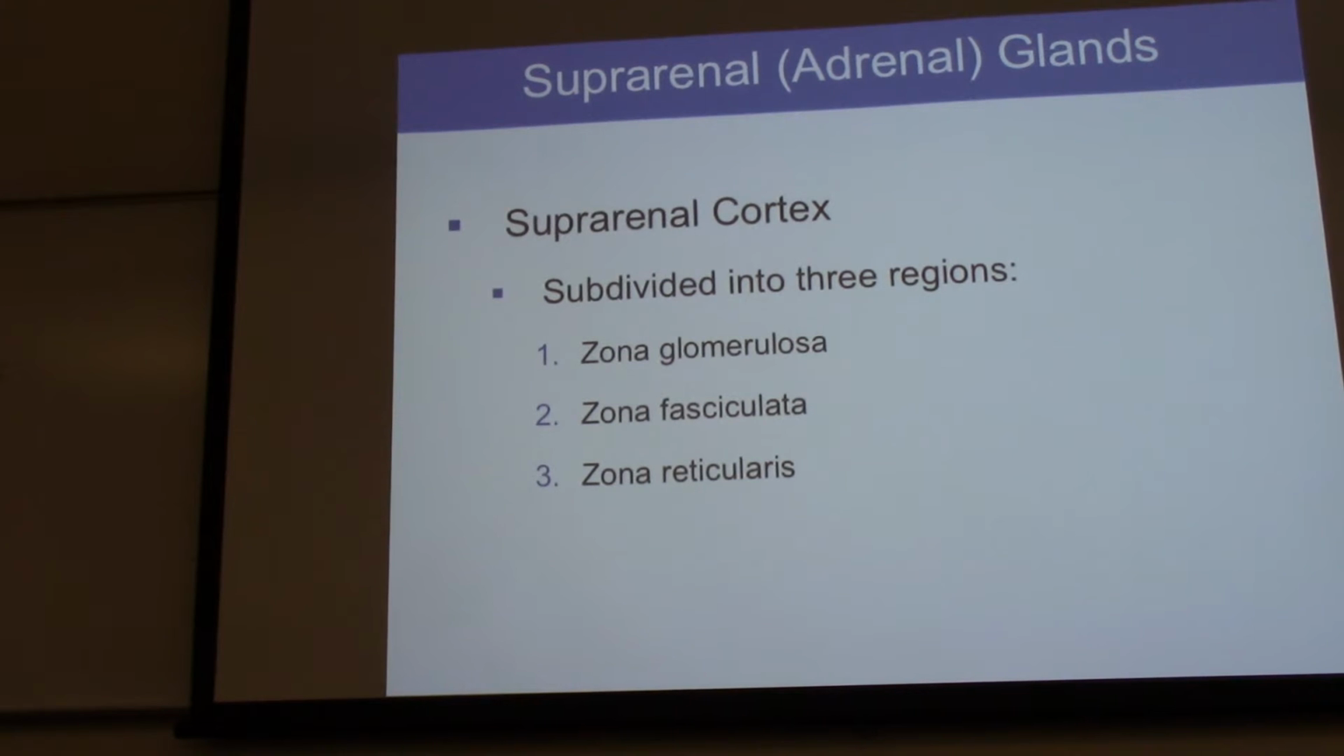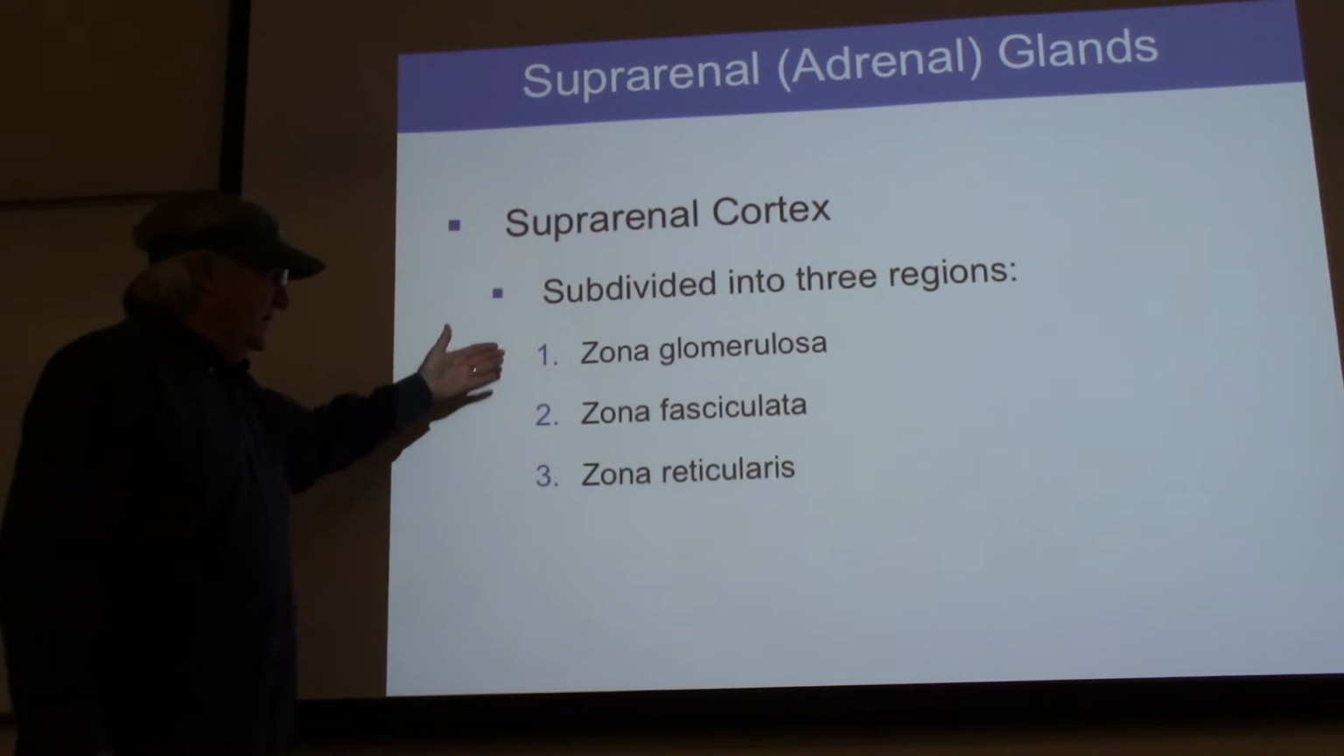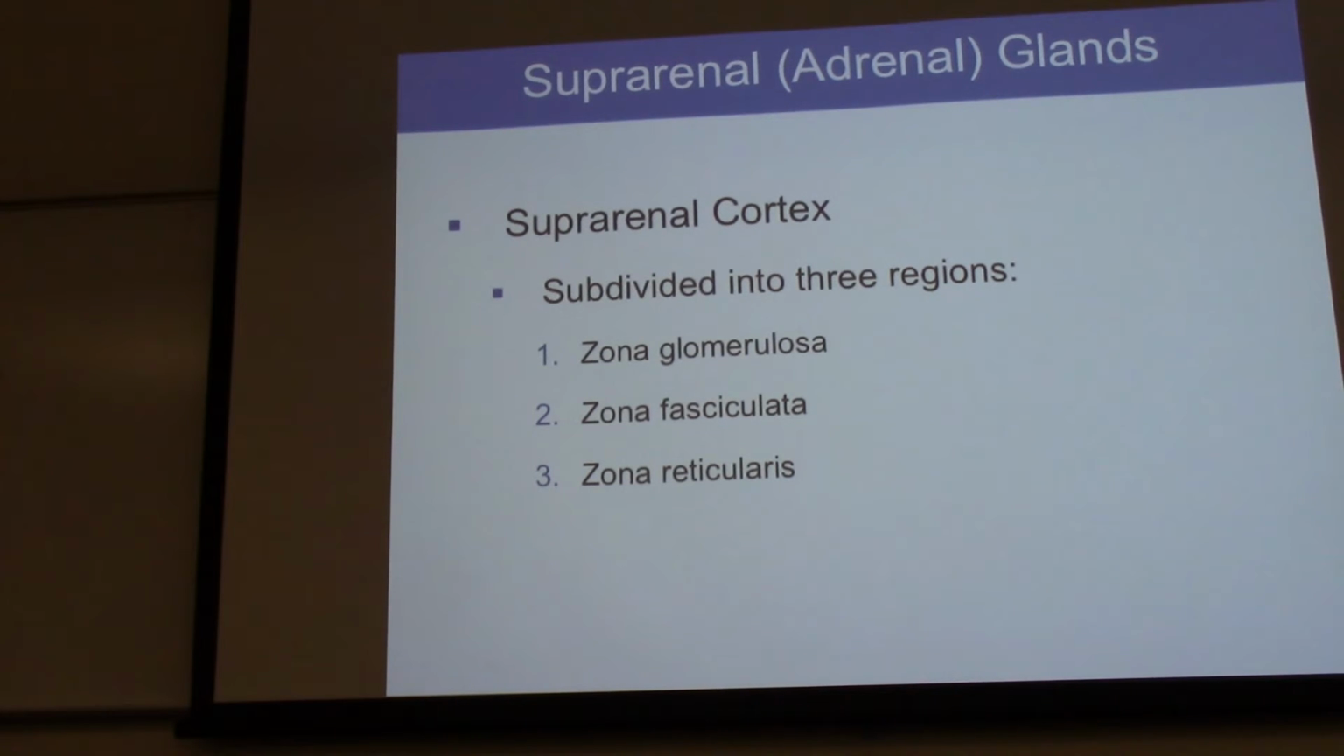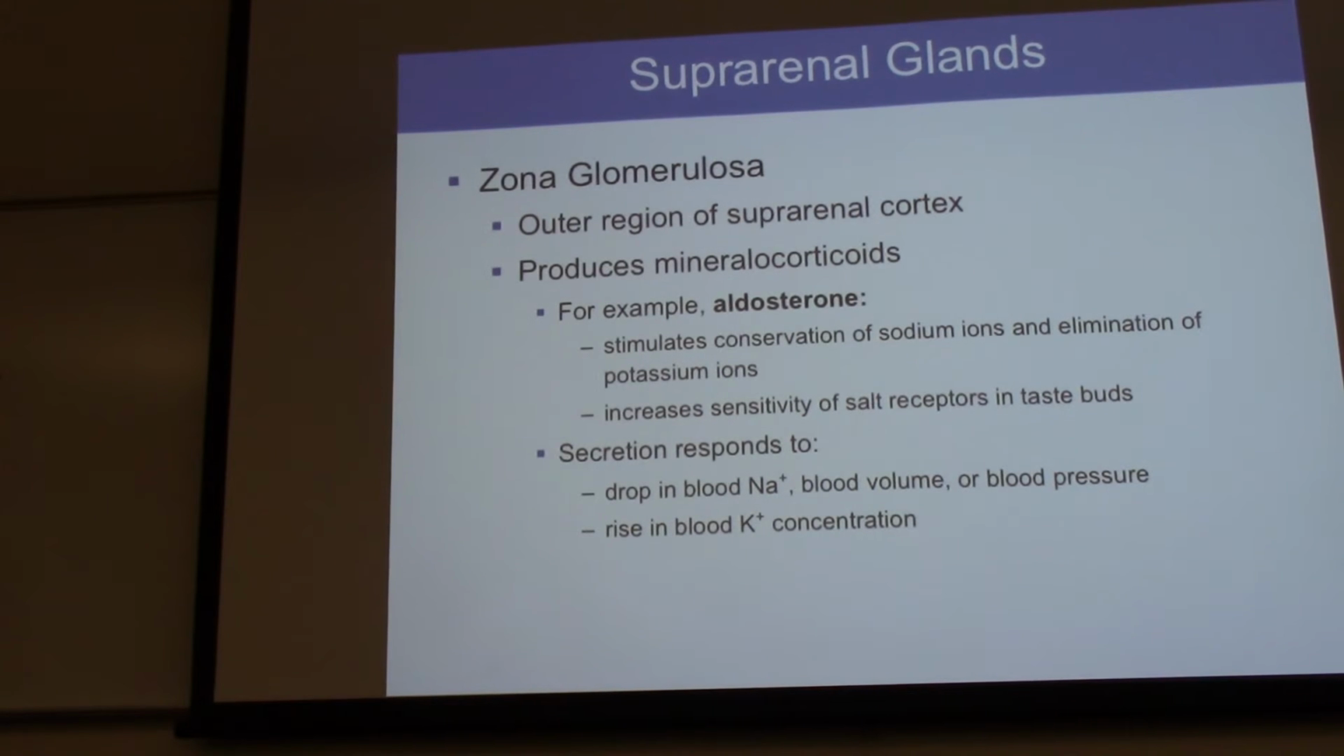The suprarenal cortex is divided into 3 regions. We're going to go over them right now. The 3 different regions of the cortex out here each make different kinds of hormones. So I'm going to kind of split it into 3 parts here, like that. And there are the 3 names of them, the 3 zonas, and let's start with the zona glomerulosa on the outside. So here's the zona glomerulosa.